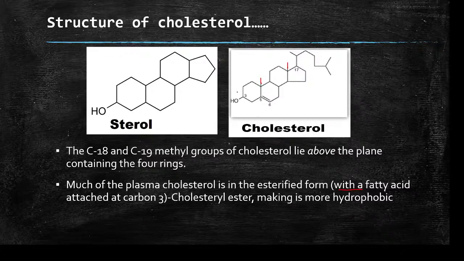attached at the third carbon atom. So here you have an alcoholic group, and a carboxylic acid can form an ester bond with it. Usually a fatty acid forms an ester bond, and when a fatty acid combines with cholesterol, that molecule is called a sterol ester. These sterol esters are more hydrophobic than cholesterol. So in a lipid membrane, in our cell membrane, they exist as sterol esters. So they help to make the cell membrane hydrophobic.